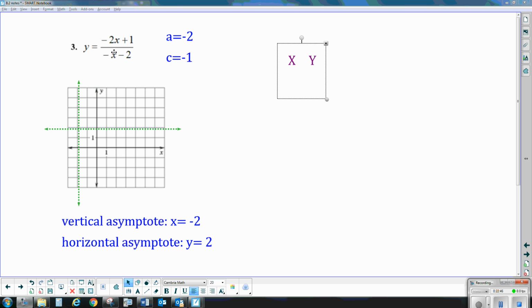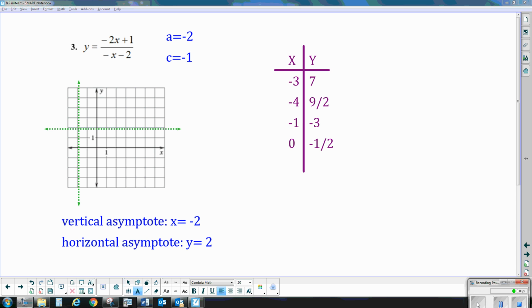Your vertical asymptote, remember, you get by solving the denominator, -x minus 2 equals 0, and that is the number you are restricting from your domain. So your domain is all real numbers except when x is -2. Your range is all real numbers except when y is equal to 2. So now I'm going to make my x and my y table and pick a couple points to the left of the vertical asymptote and a couple points to the right of the vertical asymptote.